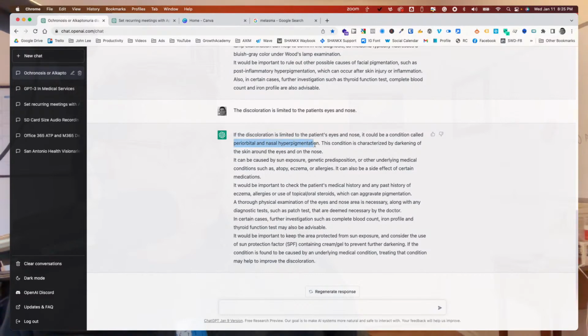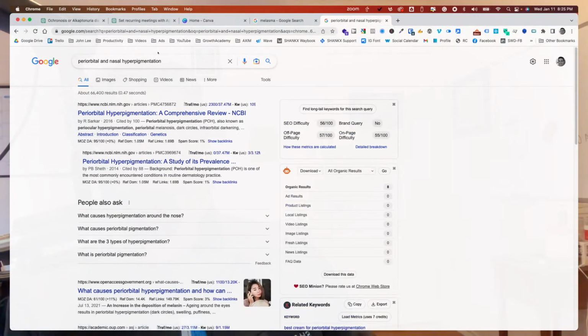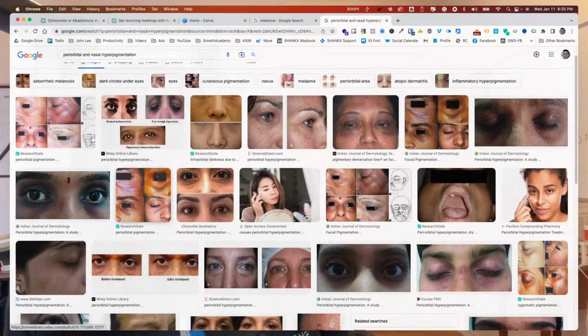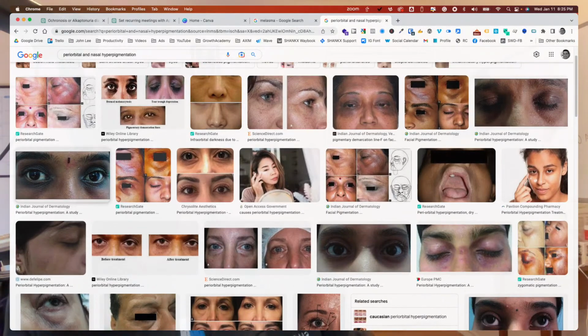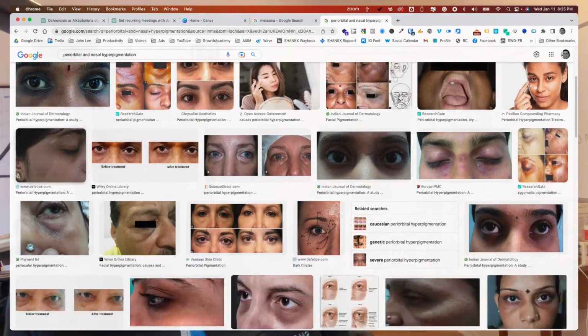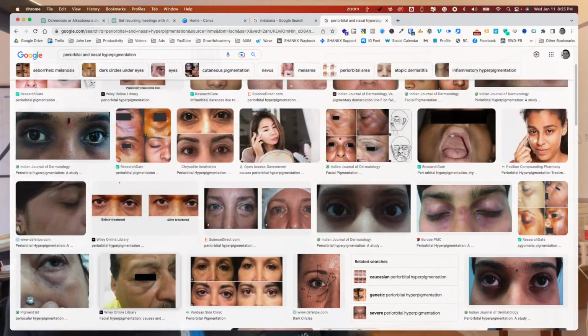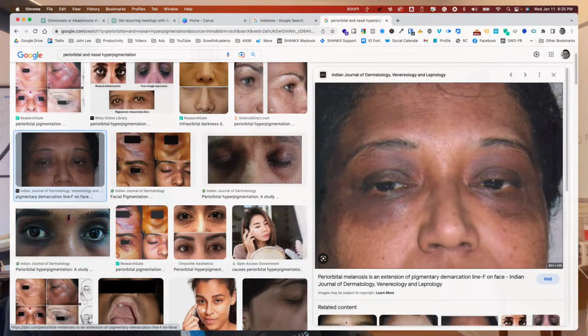Okay. Now I want to see what this is. Periorbital and nasal hyperpigmentation. Okay. Let's see images. All right. Okay, I think this gets closer. That looks a lot more like what I have. Especially this image here, this is stronger, but it kind of reminds me of that.